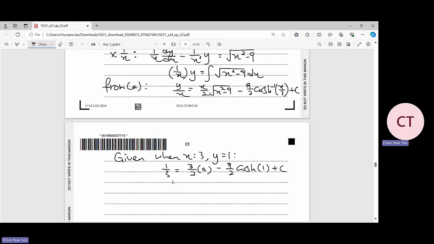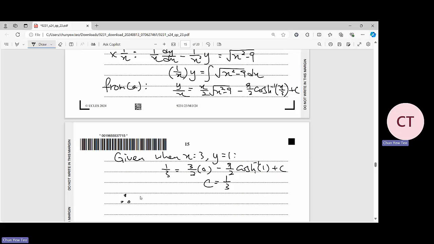So from here, a cos of 1. So this one, c is 1 over 3, because a cos of 1 is 0. So the c is 1 over 3.